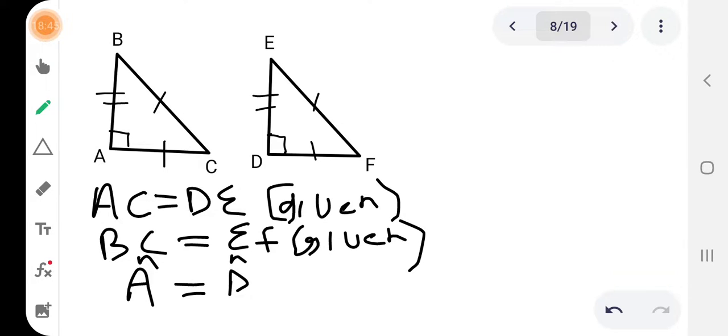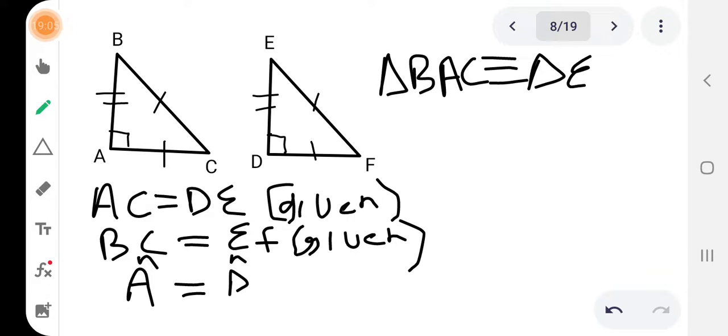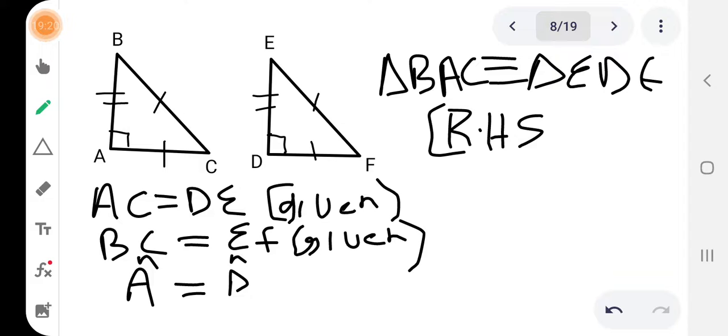So in this case, you are simply going to say triangle BAC is congruent to triangle EDF. Your reason is going to be right hand side, RHS.